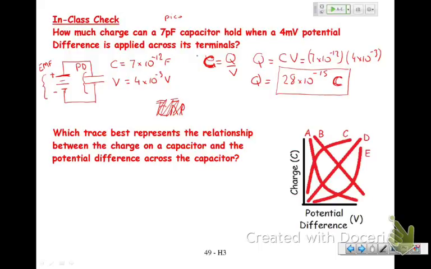Okay. Which trace best represents the relationship between the charge on a capacitor and the potential difference across the capacitor? So we need to talk about charge on the capacitor, which is Q, and the potential difference, which is V. So I need a relationship that links them, and wouldn't you know, it's capacitance equals Q over V. Now I want Q to be on the y-axis, and I want V to be on the x-axis. So rearrange this. So I want Q by itself. Q is equal to C times V.